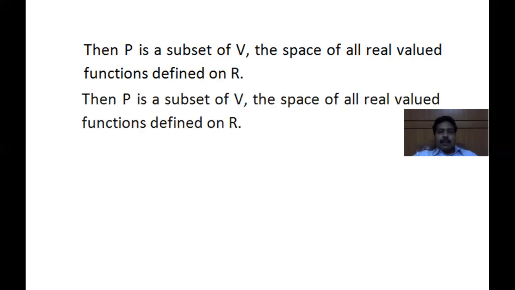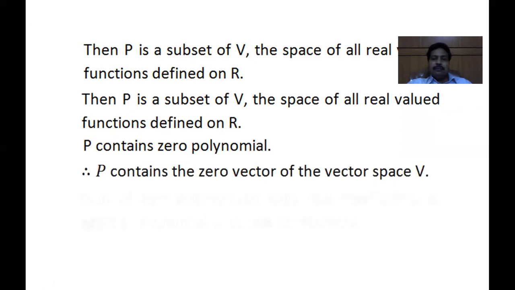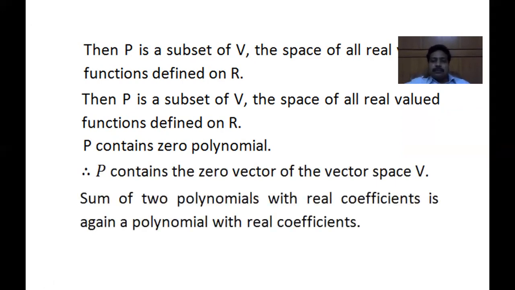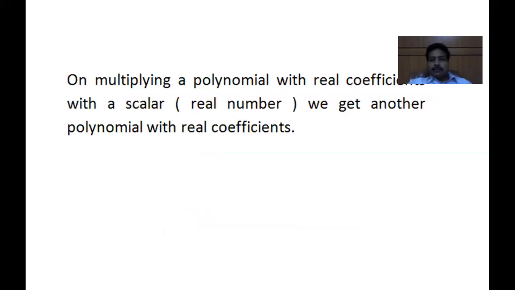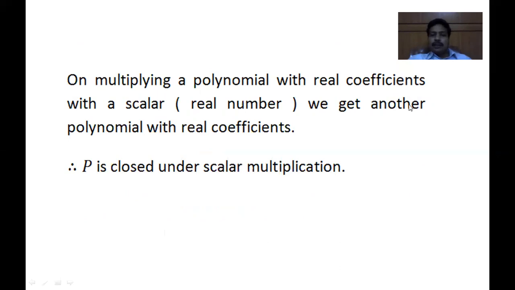Then P contains the zero polynomial, where p is equal to 0. That is the zero polynomial. So P has the zero element of the vector space V. The sum of two polynomials with real coefficients is again a polynomial with real coefficients, so it is closed under vector addition. And multiplying a polynomial with real coefficients by a scalar, we get another polynomial with real coefficients. So P is also closed under scalar multiplication.